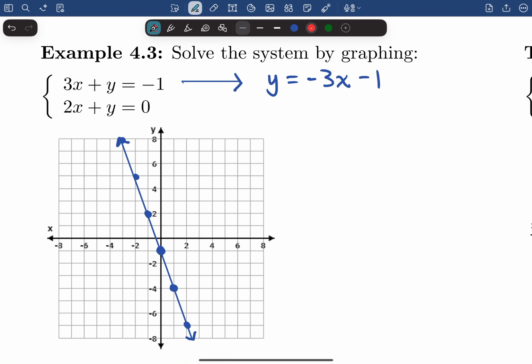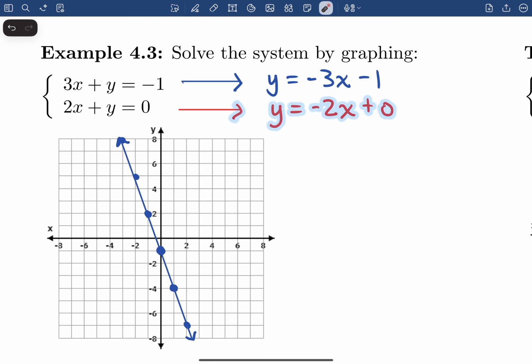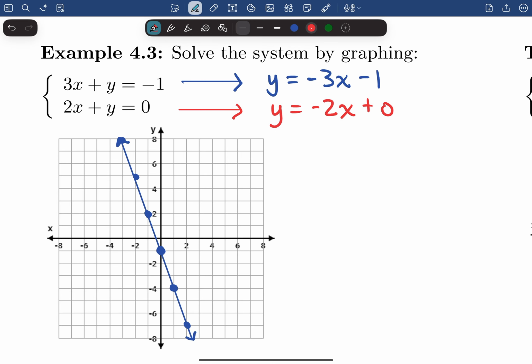Now I look at the second equation, 2x plus y equals 0, and I want to solve it for y, to put it in slope-intercept form. So I subtract 2x from the left side to the right side, and I get that -2x there, and then there's that plus 0. Whenever we have addition by 0, we can make it invisible. But what's nice about having that plus 0 is that it shows me the y-intercept. So the y-intercept is 0, and I go to 0 on the y-axis.